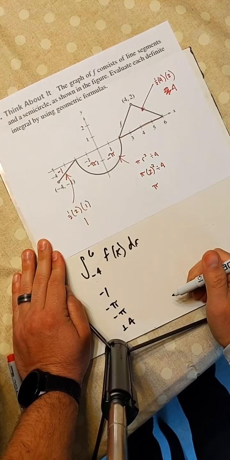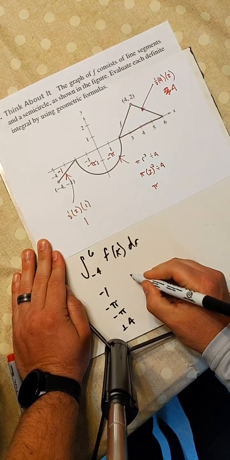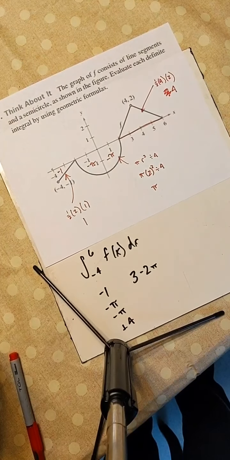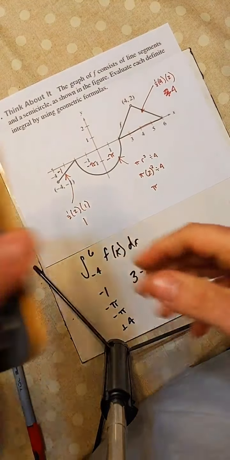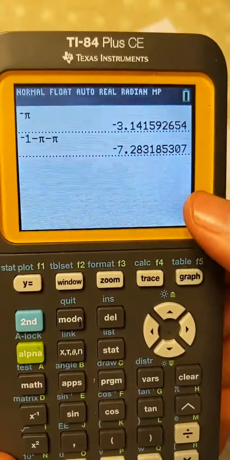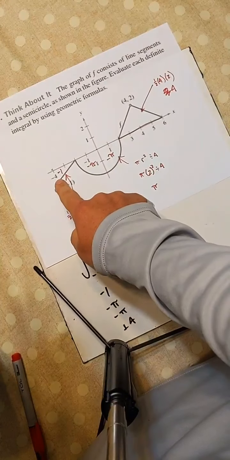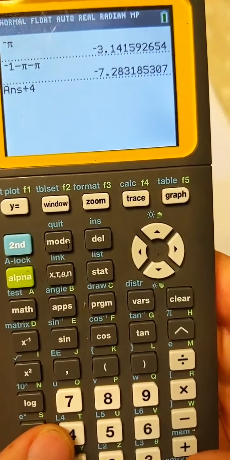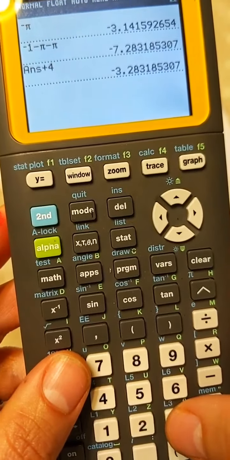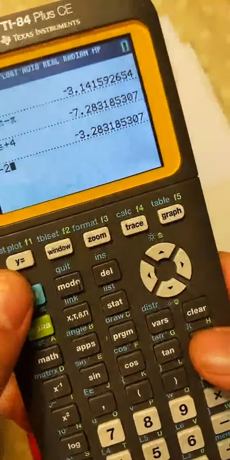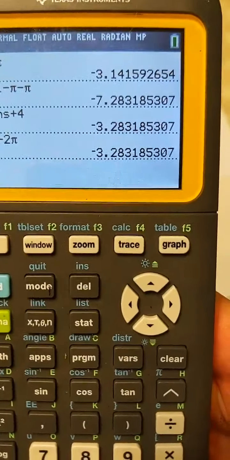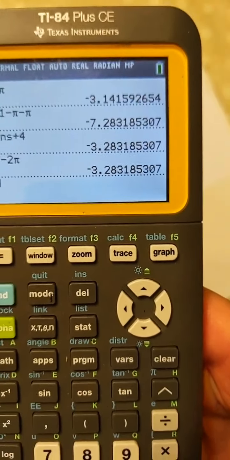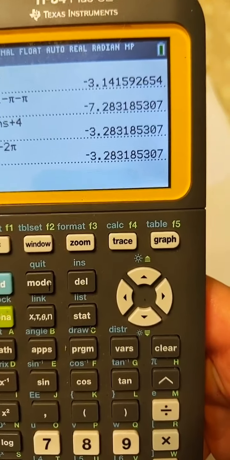Now, if we were trying to answer this as an exact answer, we'd combine like terms and say, okay, this would be 3 minus 2 pi. We could type that in like this. Actually, what I'm going to do is take our former answer, which was from here to here, and just add 4 to it. So our former answer plus 4, we get that. I'm also going to double check this here, 3 minus 2 pi. It's the exact same thing. All right, so that answer would be -3.2832 when we round.